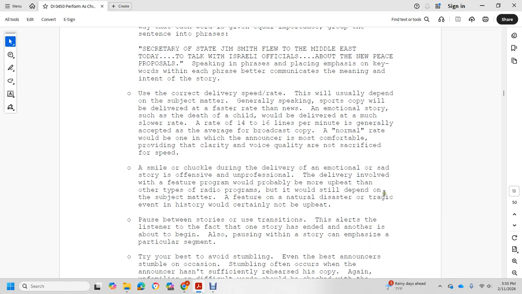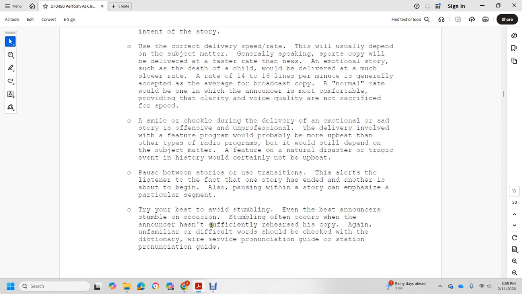A feature on a natural disaster or a tragic event would certainly not be upbeat. Also, use a transition between the stories. This alerts the listener that one story has ended and another is about to begin, also providing them with the emphasis for the particular segment.